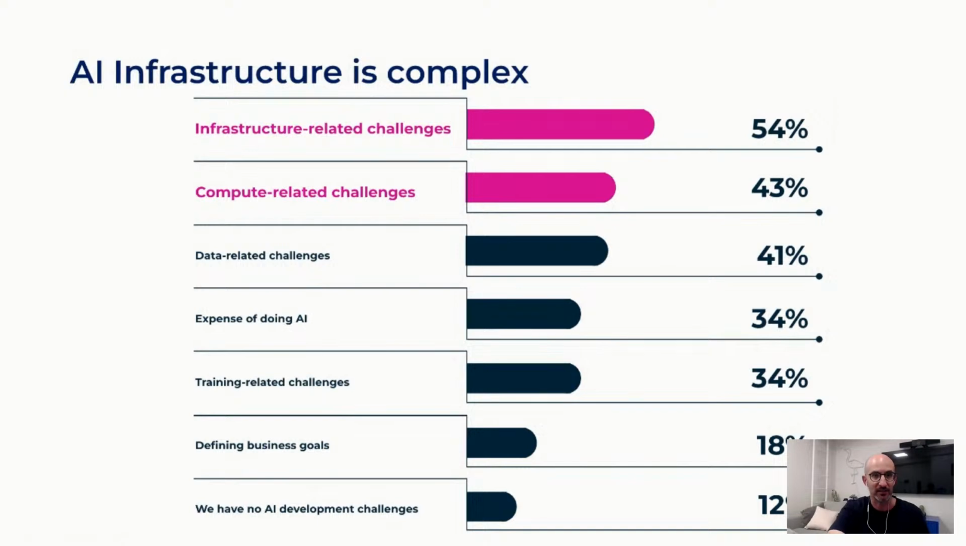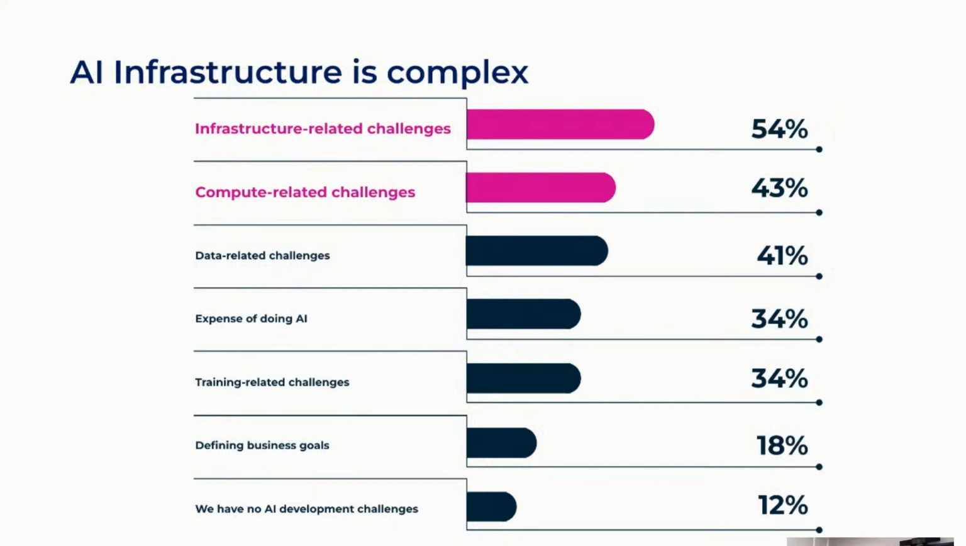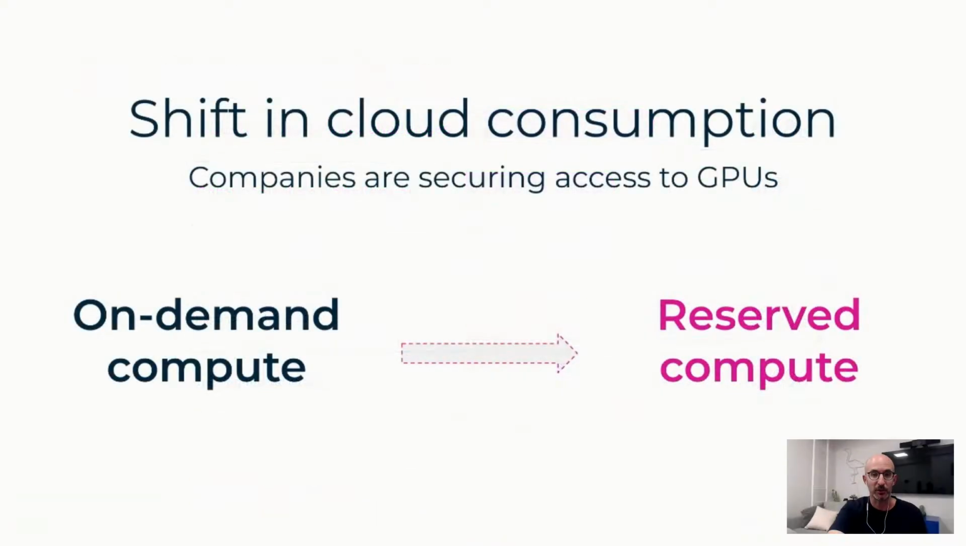And we had this survey earlier this year. We asked almost 500 data scientists and IT platform people what the biggest challenges are when it comes to AI development. The number 1 challenge was infrastructure-related challenges. Number 2 was compute-related. And data-related challenges were only number 3. So there are big challenges when it comes to infrastructure and GPUs.